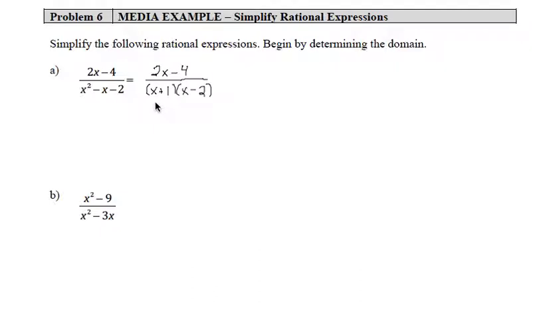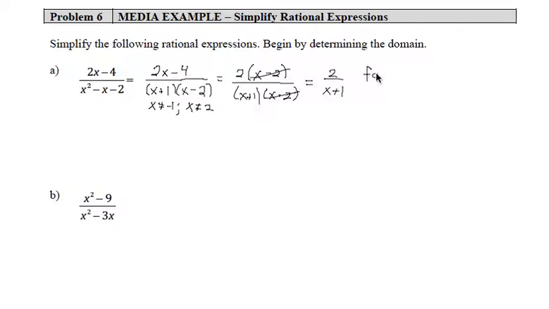So the values of x that make the denominator 0 would be negative 1. So x cannot equal negative 1, and x cannot equal 2. Those values come from these two linear factors that make up the denominator. Now what I'm going to do is try and factor the numerator. I have a greatest common factor of 2, which I can remove. And now I'm going to write the denominator, x plus 1 over x minus 2. X minus 2 over x minus 2 will simplify to 1, leaving me with 2 over x plus 1.